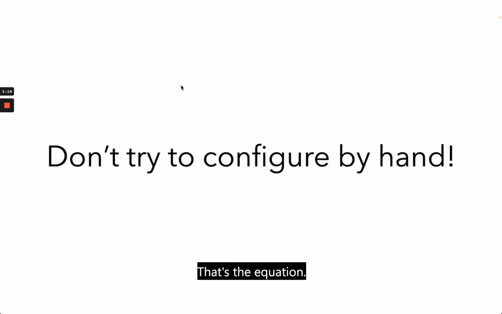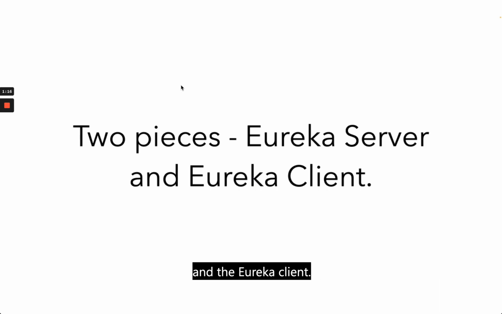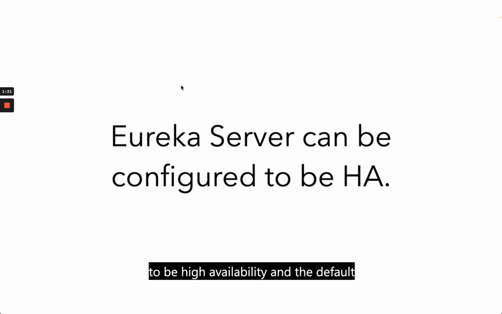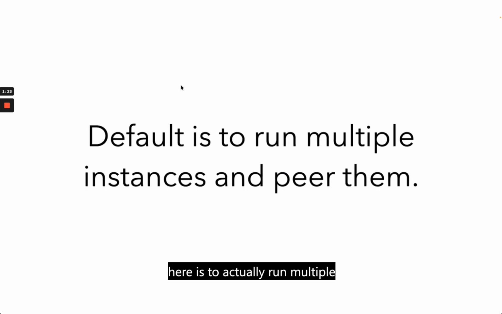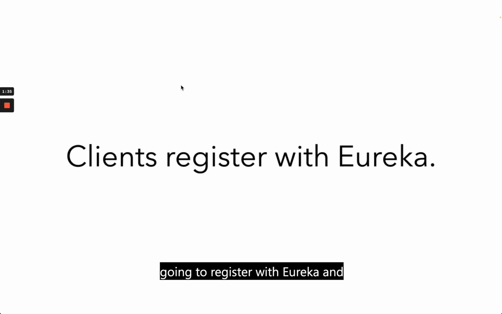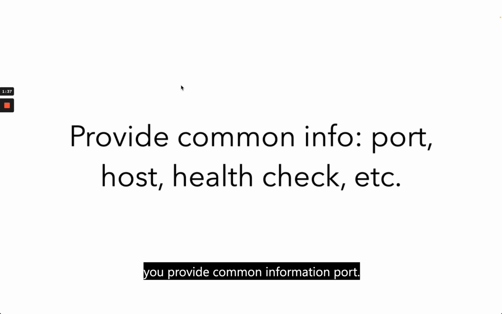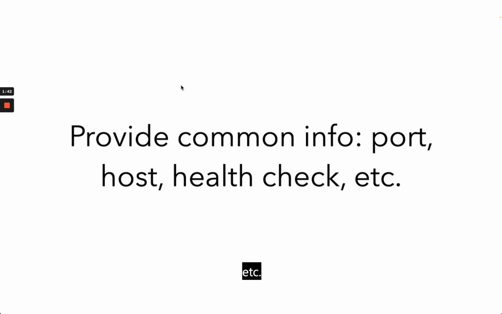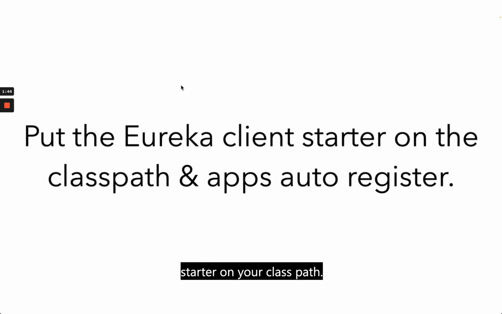Now, there's two pieces of this equation. There's the Eureka server and the Eureka client. The server absolutely can be configured to be high availability, and the default here is to actually run multiple instances and then peer them together. Now, this can also be run standalone if that's more your cup of tea. What you do is the clients are ultimately going to register with Eureka, and you provide common information. Port, this is where I'm running, here's where my health check lives, etc. You put the Eureka client starter on your class path. The apps, as they come up, auto-register.